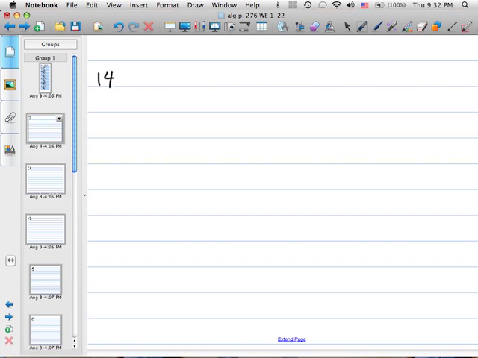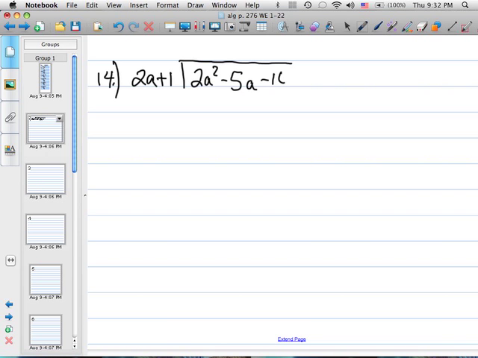Problem 14, our divisor is 2a plus 1, and our dividend is 2a squared minus 5a minus 10. All terms are there in decreasing order. So to get 2a to be 2a squared, we need to multiply by an a. Multiply the binomial, we get 2a squared plus a. Subtract, change the signs, we get negative 6a minus 10.